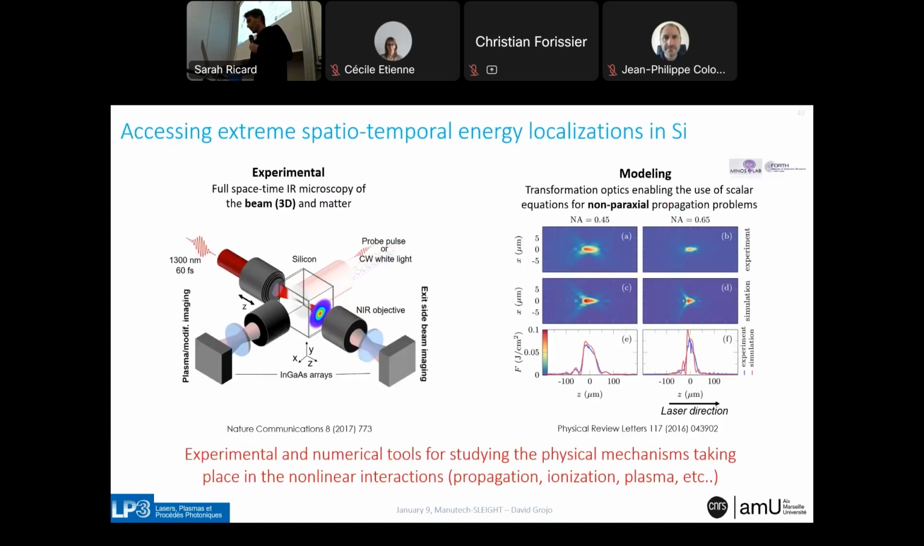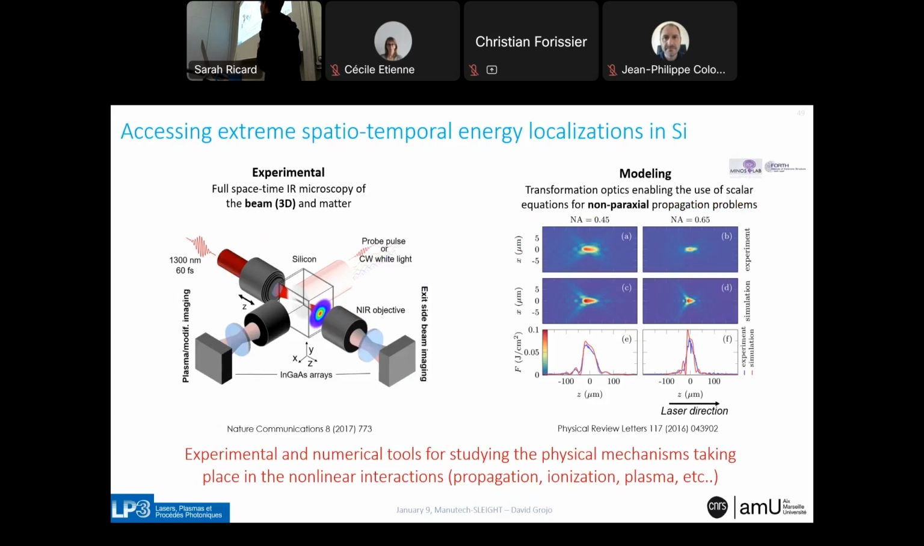So to solve this problem, people have concentrated the efforts on the experimental and modeling parts. Again, we use a microscope objective designed for infrared light, in this case 1.3 micron, 60 femtosecond pulses. We focus this inside silicon wafers.